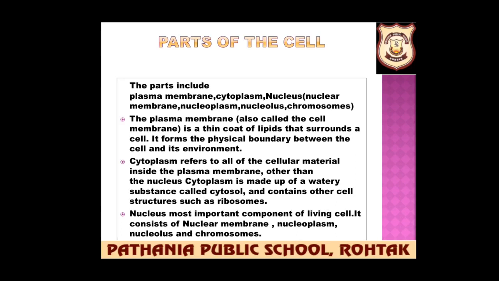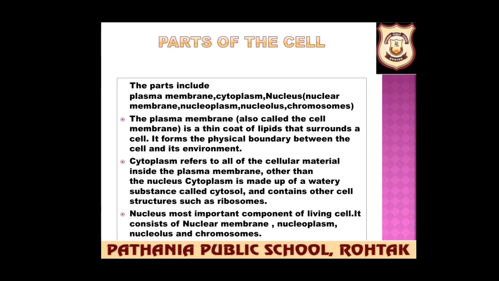Chromosomes, the last component: some fine thread-like structures composed of DNA are suspended in the nucleoplasm. These are known as chromatin fibers. What happens inside the chromosomes? These are fine thread-like structures composed of DNA, that is deoxyribonucleic acid, and are suspended in nucleoplasm. In the dividing nucleus, these chromatin fibers condense and form chromosomes. Due to this, chromosomes are only visible in dividing cells. We cannot see them otherwise; we can see them only when the cells are dividing.